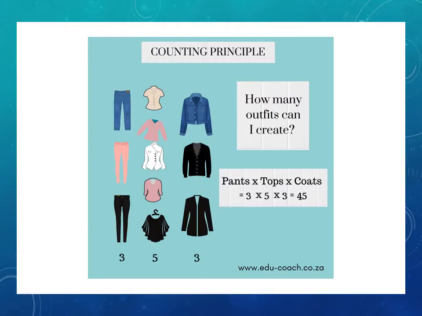In this example, we have 3 pants, 5 tops, and 3 coats or jackets. And the question is asked, how many different outfits can I create using these items? The formula for this would be the number of pants times the number of tops times the number of coats, and this is 3 times 5 times 3, giving you an answer of 45.